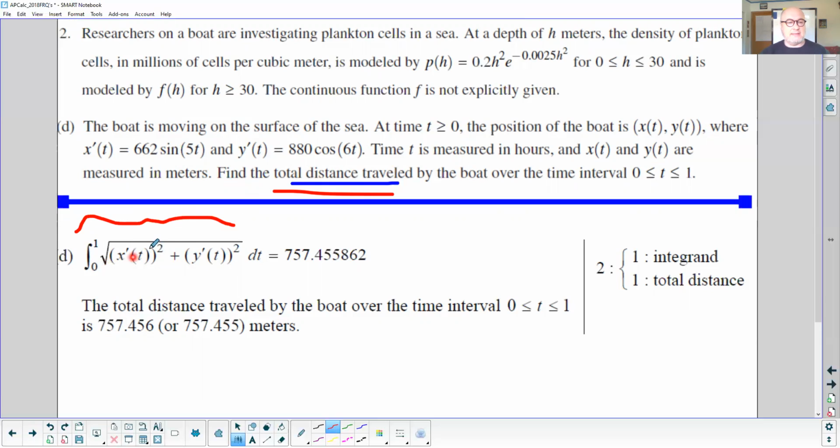So the integral of the square root of dx/dt squared plus dy/dt squared. This was probably one of the easier parts of the problem if you remembered your total distance or arc length formula. And then obviously your integrand is this piece right here. We got 1 point for that. And then your total distance comes from typing that into the calculator. One more time, it's a good problem, even though it's really hard. You have to figure out how you're going to make sense of a problem like this. Good luck, everybody. Keep powering through. Do the best that you can. You'll be fine.